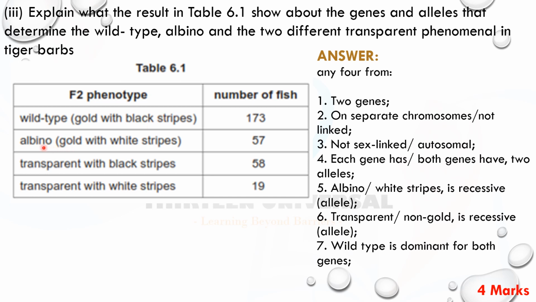So the two genes are on separate chromosomes and are not linked. That's why we're having this result. They are autosomal, not sex linked. Each gene has two alleles, either gold or transparent, either black stripe or albino. Albino and transparent are recessive, and the wild type is dominant. That's what the results show us about these genes.